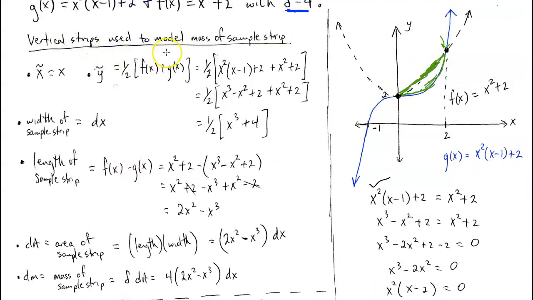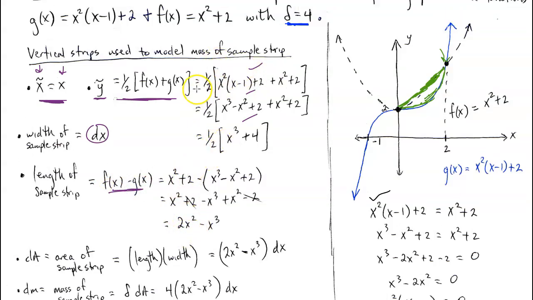So for vertical strips, we always know that the x coordinate for the sample strip will just be a random x value. The y coordinate for the centroid of the sample strip would just be the average of the two functions. And of course, you see I've done the work there. The width of the sample strip is going to be dx, and that's always the case. The length of the sample strip is going to be the difference between those two functions. And so we take the difference of f and g, and this is what we get.